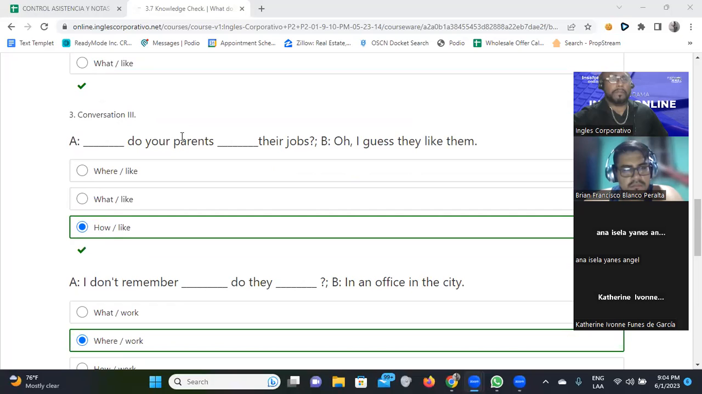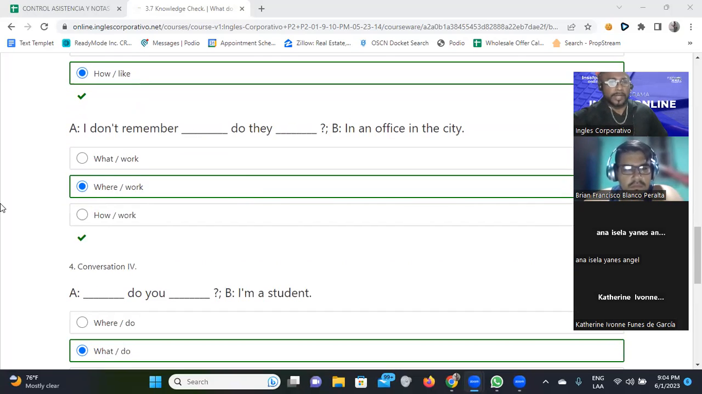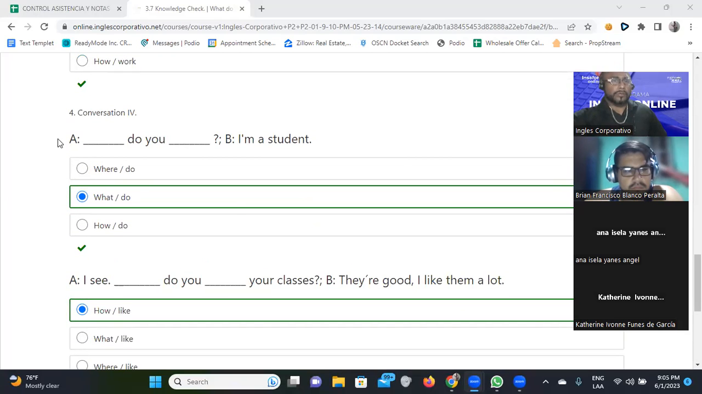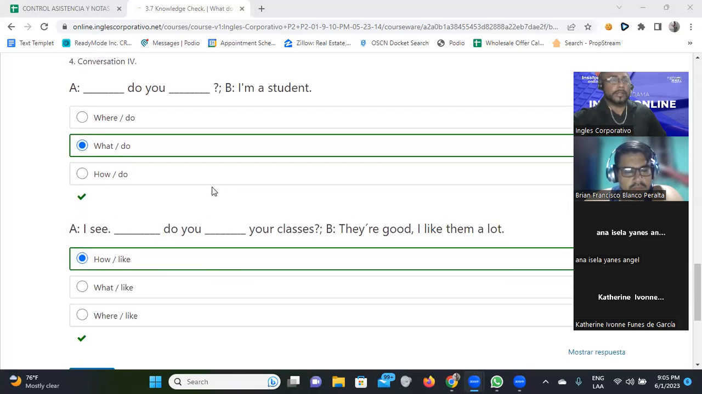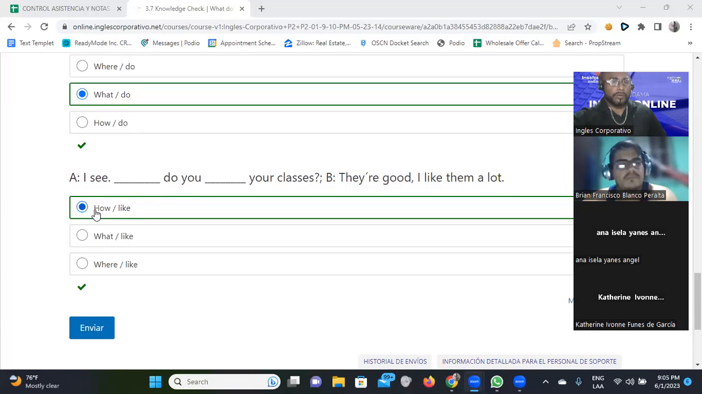How do your parents like their jobs? Oh, I guess they like them. The next one: where do they work? In an office in the city. The next one, what do you do? I'm a student. The next one, how do you like your classes? They're good. I like them a lot.